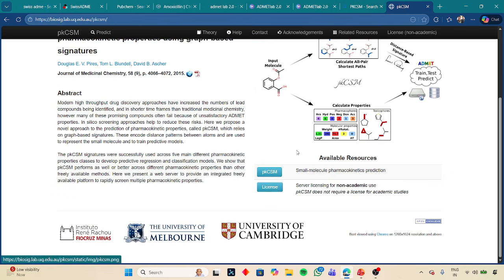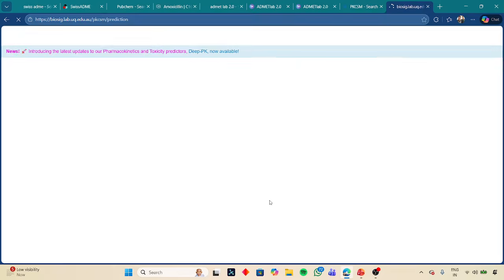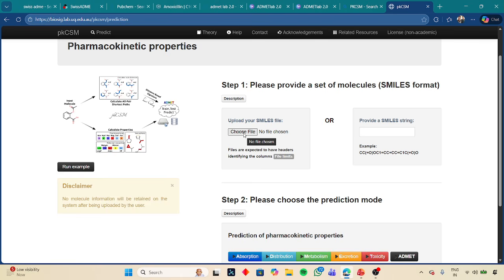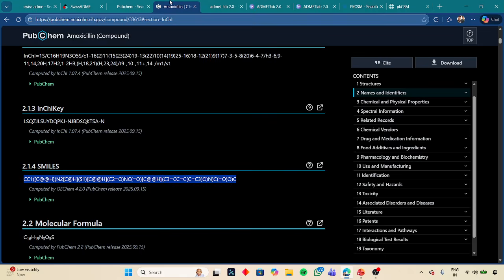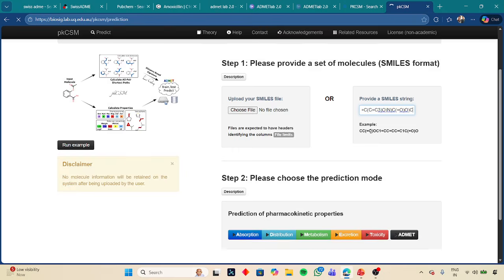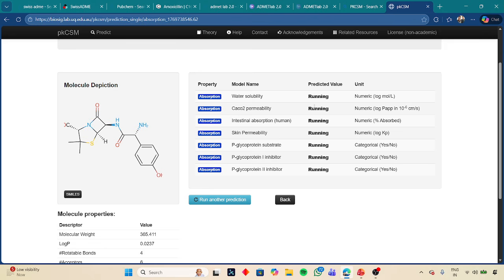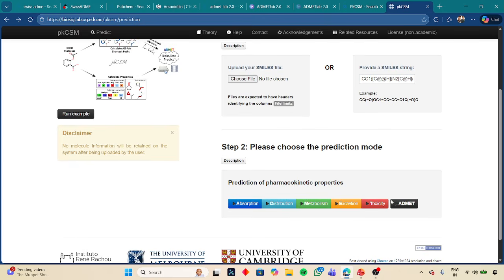So what you have to do, if you want to predict something, you can see here there is the option given, small molecule pharmacokinetic prediction. So go to pkCSM, click on that, then you can upload the SMILES here or you can provide the SMILES here. As we are using the drug amoxicillin, just copy the SMILES here, go to pkCSM and paste it and click on enter. You can see it is showing the absorption parameter and it is currently running. We can go back and click on it.